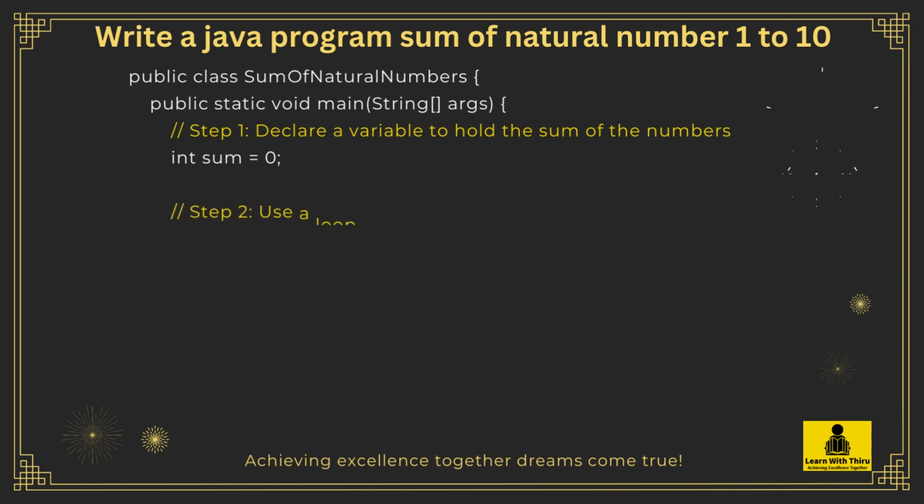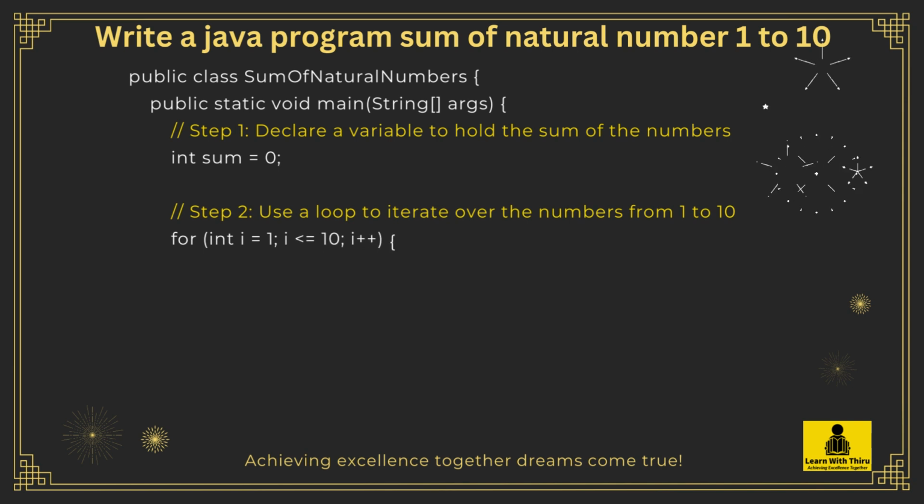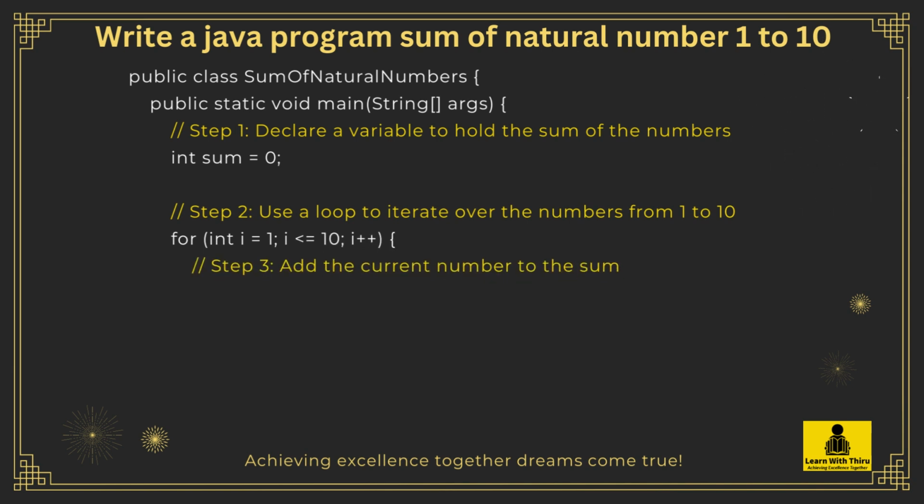Step 1. Declare a variable to hold the sum of the numbers. int sum = 0. Step 2. Use a loop to iterate over the numbers from 1 to 10. for (int i = 1; i <= 10; i++).